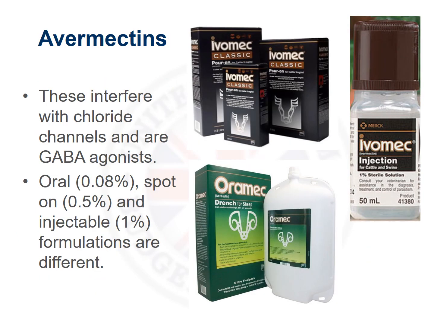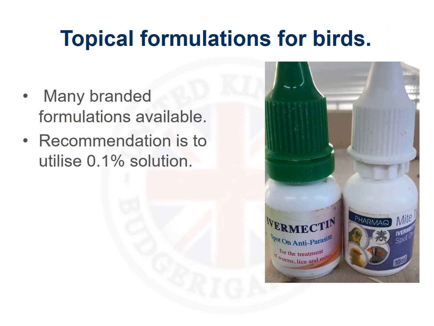Ivermectins are another big drug class. These are also GABA agonists, and there are oral formulations, spot-on formulations, injectable formulations, lots of different drugs within this class, ivermectin being the original standalone product, but there are lots of others subsequent to that. In birds, you do get branded formulations available at a 0.1% solution, and these work really nicely as a topical spot-on formulation.